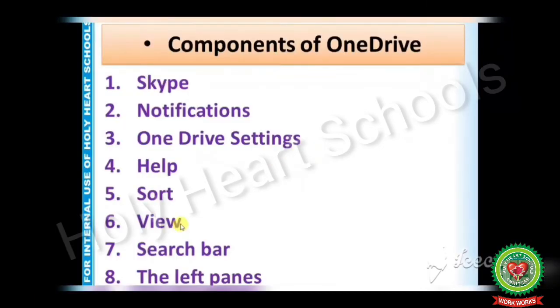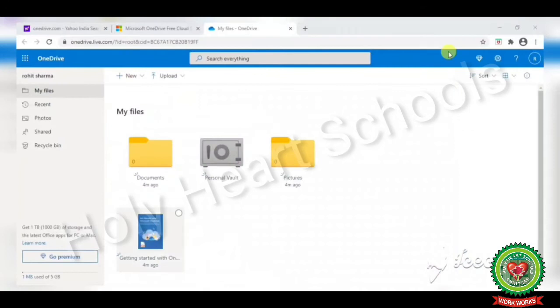Then view button. This is a view button. I'm clicking on the drop down arrow of this button and it will display your folders and files in the form of tiles, compact list, photo, and list. You can change its view either to the list view or any other view as per your need.